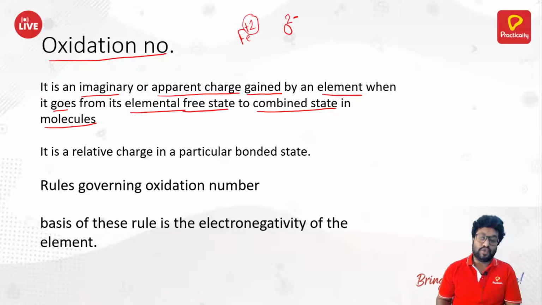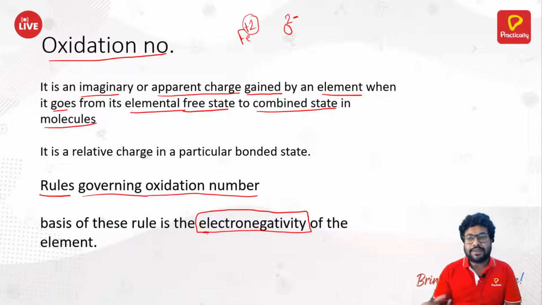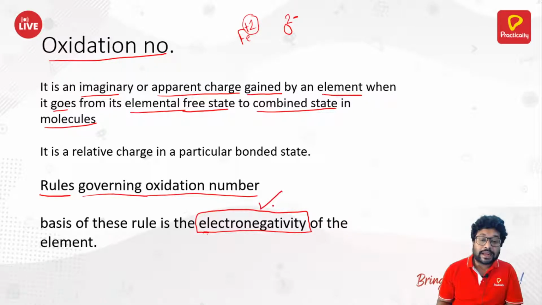Okay. What are some rules? Rules for governing oxidation number. See, the most important thing which governs the oxidation number is the electronegativity. The basis of all these rules is the electronegativity of the element, because the electronegativity will tell you whether your atom or element will have a positive charge or negative charge or no charge. It all depends on electronegativity only. Okay, let's see how.